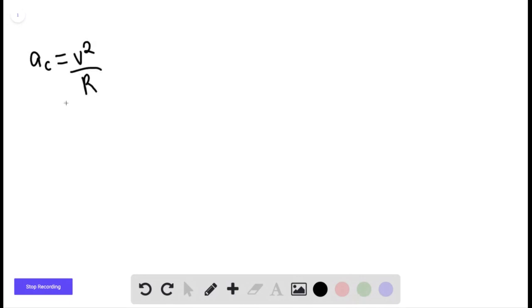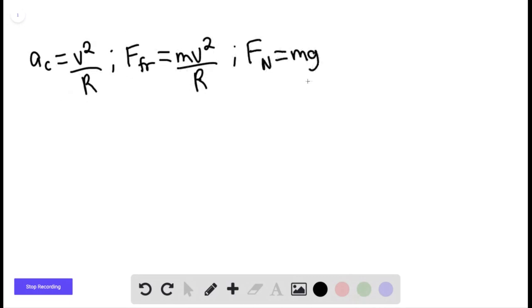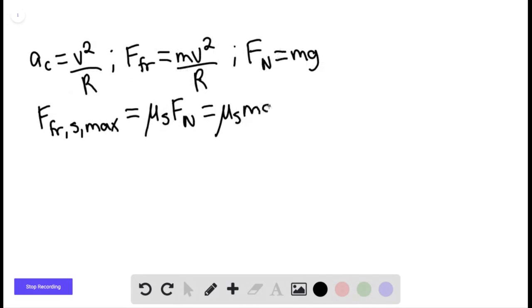Therefore, in this case, only the frictional force between the road and the tires makes this acceleration possible. So we can say that here, the force of friction would be equal to mv squared over r, or the mass times the centripetal acceleration. Since the road is perfectly horizontal, the normal force would be simply equal to the weight of the car. And we can say that the maximum static force of friction would be equal to the coefficient of static friction times the normal force, or in this case, the coefficient of static friction times mg.